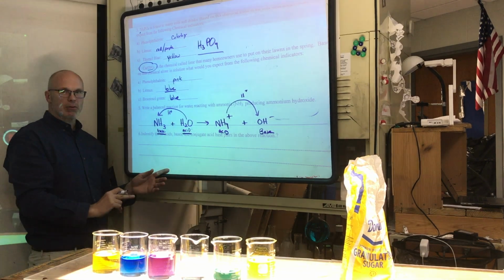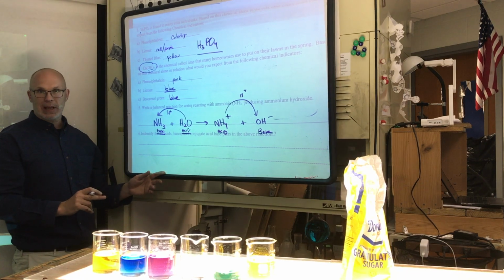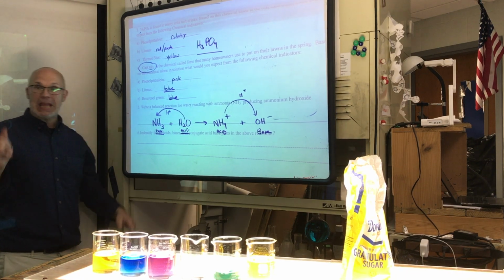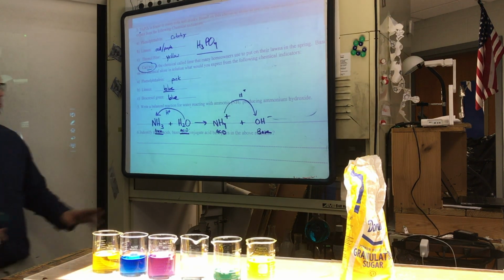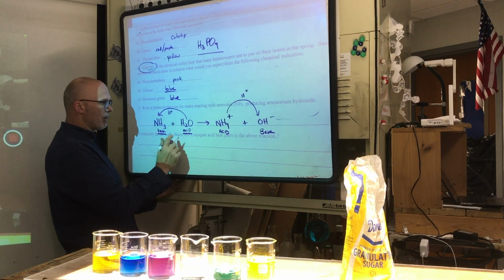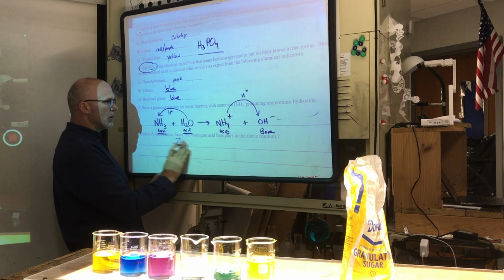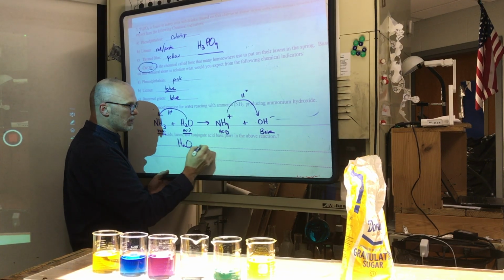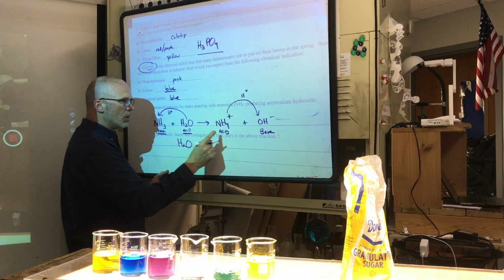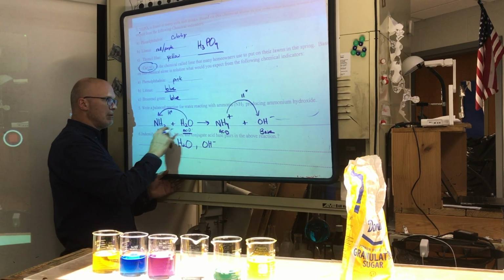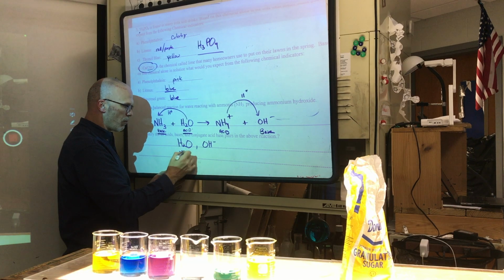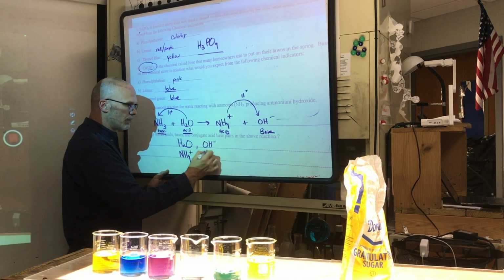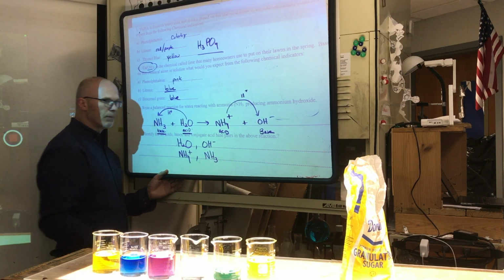Let's write the conjugate pairs. What's a conjugate pair? Same chemical, differing by one H. I'm going to start with H2O because I see the acid. H2O is the acid. Its conjugate base is OH minus. Of these two, which one's the acid? The one with the greater number of H's, NH4 plus, and its conjugate base is NH3.